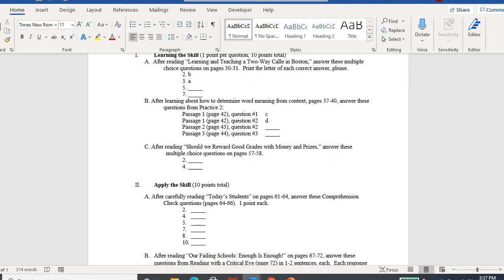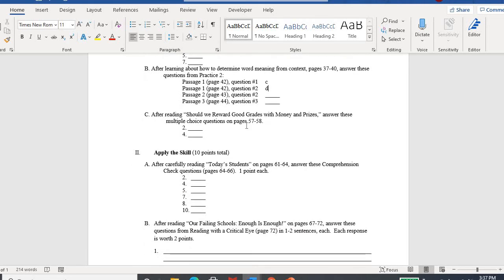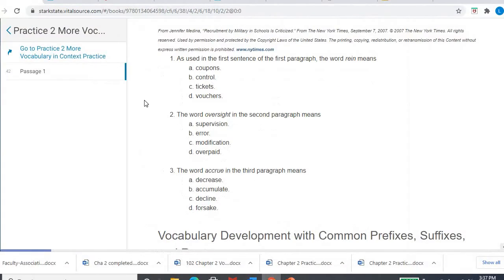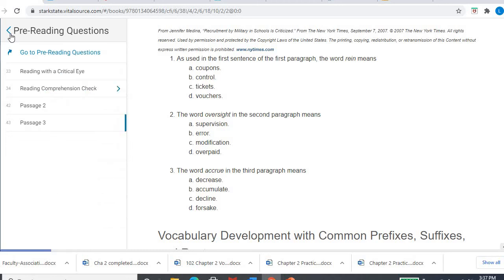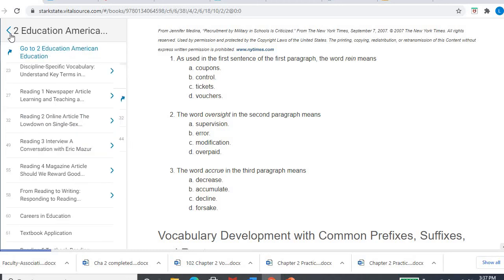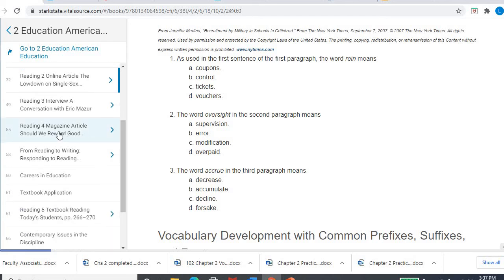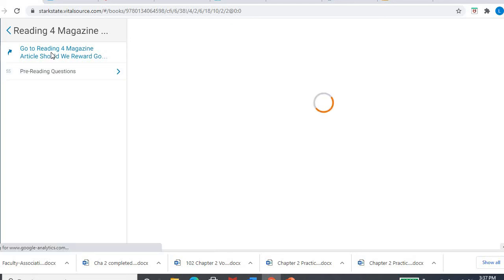All right, after that, you are going to be looking at part C. You are going to do the reading. Should we reward good grades? So I'm going to click back a few. And it's going to be, should we reward good grades with money and prizes? And you can see it's reading number 4 right here. So I'll click on that.